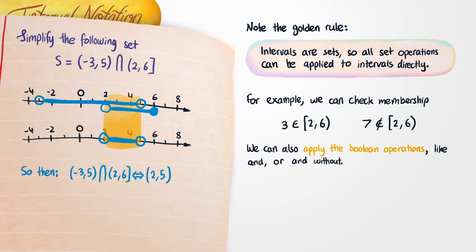Now to make this problem a little bit more interesting, we could have filled, say, this endpoint here. So instead of this being a round bracket, we'd use a square bracket. Now if you actually did fill in the 5, as we've shown over here, then it's true that the 5 is included in both sets, and therefore it should also be included in the result.